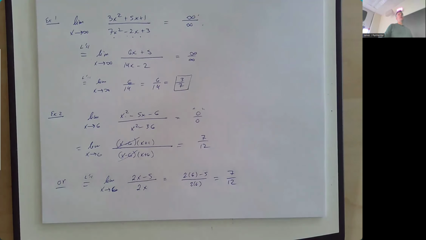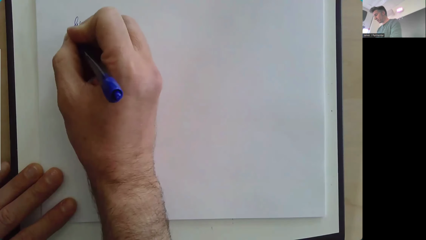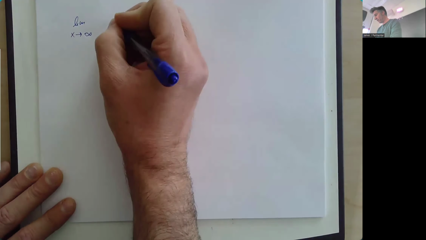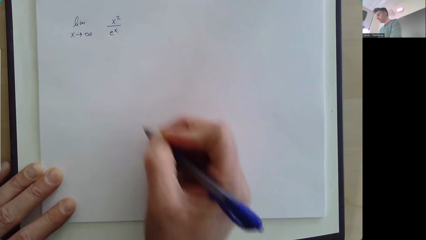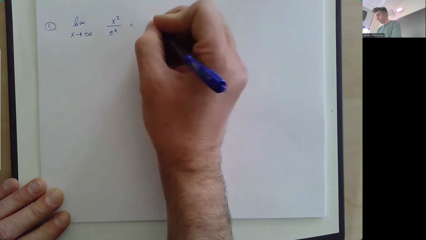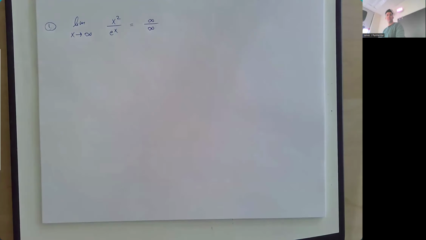So L'Hopital's rule can be used for these limits we did before, where you could use algebraic methods or really most algebraic methods. But the point is, now we're going to see some limits where you can't do what we did before. For example, something like the limit as x approaches infinity of x squared divided by e to the x. This is certainly an infinity over infinity type. So what do we do? Well, we use L'Hopital's rule.